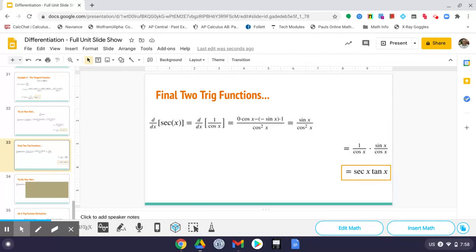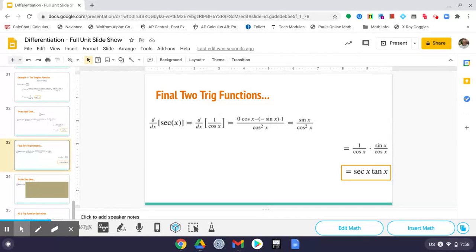My final two, secant and cosecant. Here is my derivative of secant. This one works out even nicer because I know that secant is 1 over cosine. Well, the derivative of 1, which is a constant, is 0. So the top actually simplifies itself really nicely.